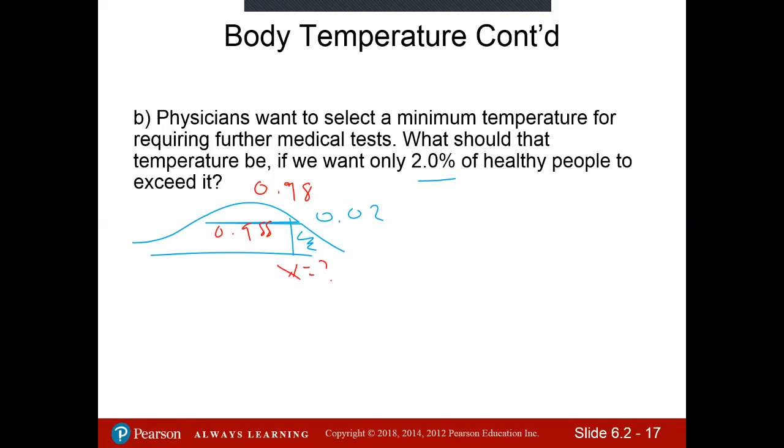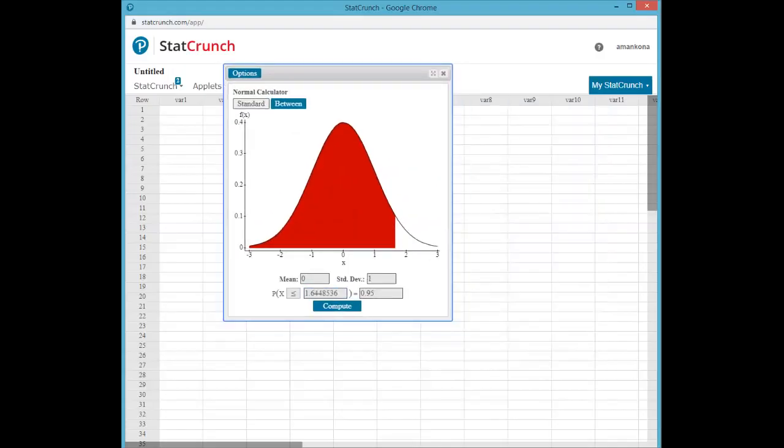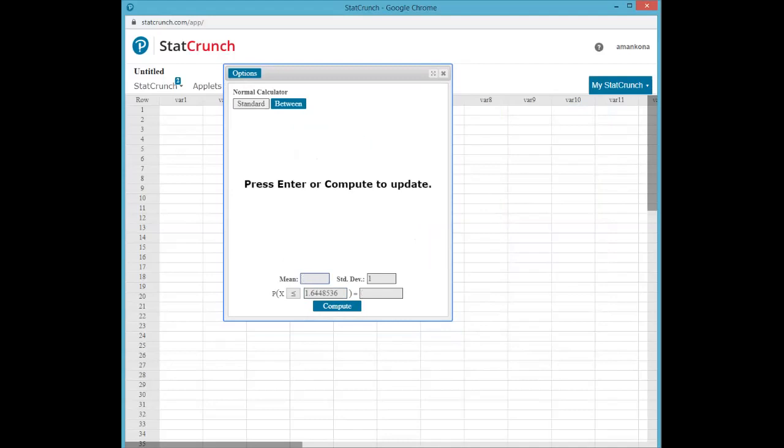So let's share the screen and go to my StatCrunch. Okay. Now, this time, I'm putting the mean as 98.2, and the standard deviation is 0.62. I want the probability to the right to be 0.02. Only 2% of normal people will exceed that temperature. So what is that temperature? I put it here and change this to greater than.